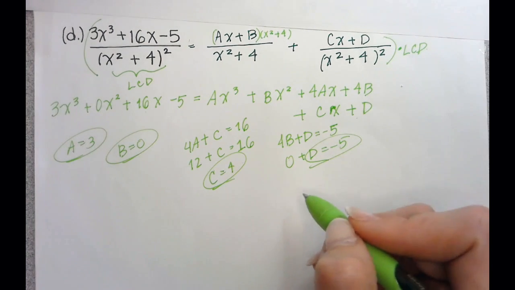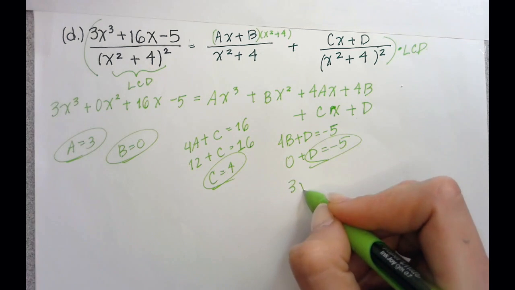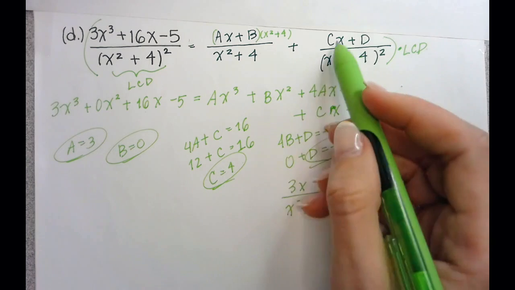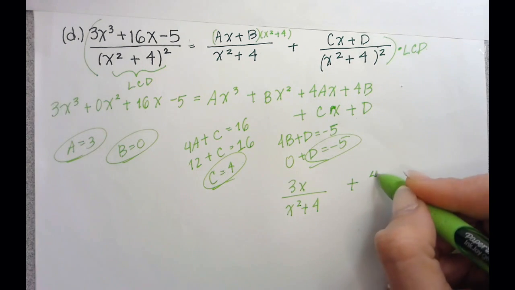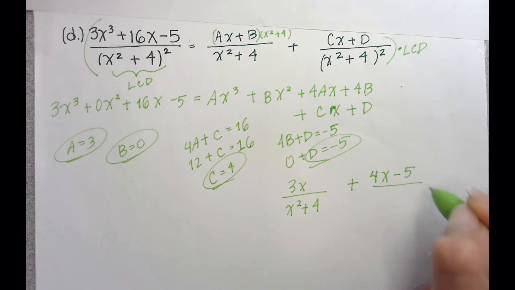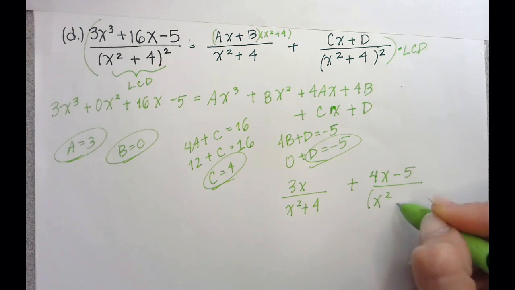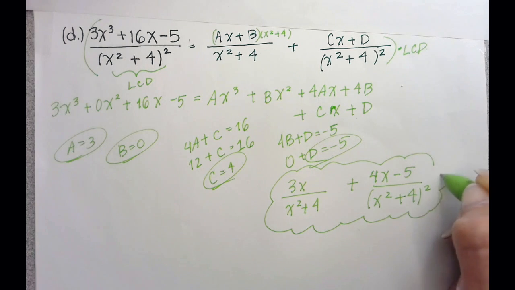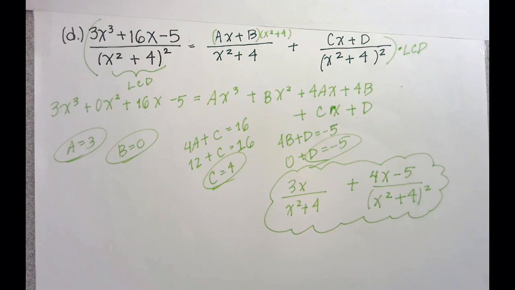Final answer, what are we going to get? ax plus b, so 3x over x squared plus 4 plus cx plus d, 4x minus 5 over x squared plus 4 squared. And that right there is your partial fraction decomposition of the original given problem.